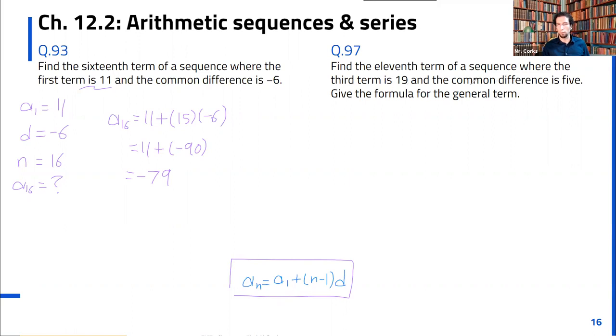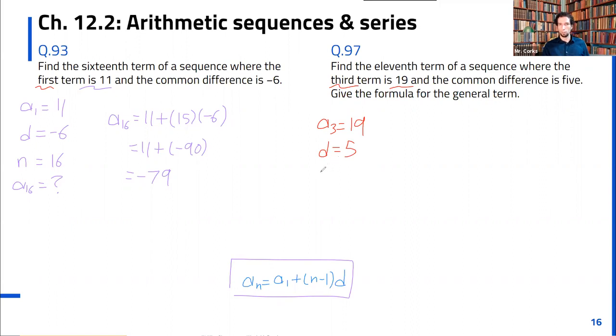So the next one on the right is a little different. What information were we given? A3. Tell me what the thing is and tell me what it's equal to. We are given A3, so A3 is 19. We have to make sure we read this carefully. The third term is 19. Here on the left, it was the first term, but here it's the third term. What else are we given? d is 5.